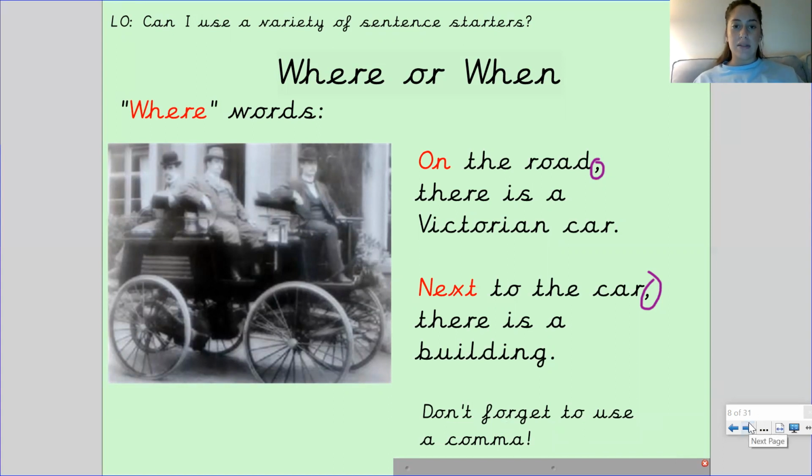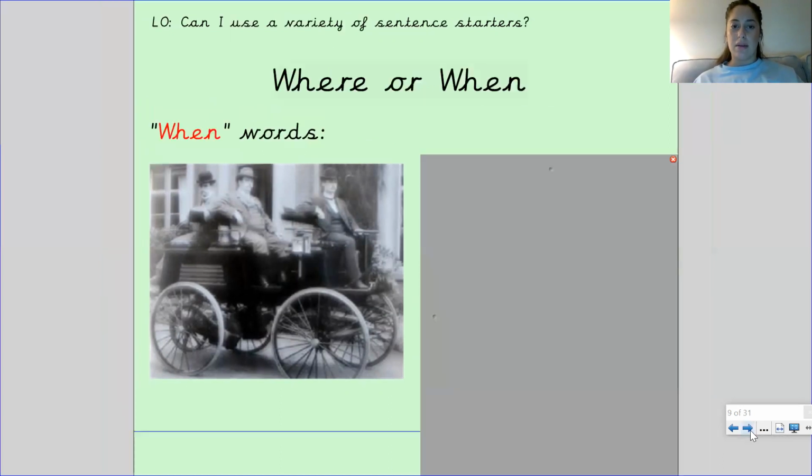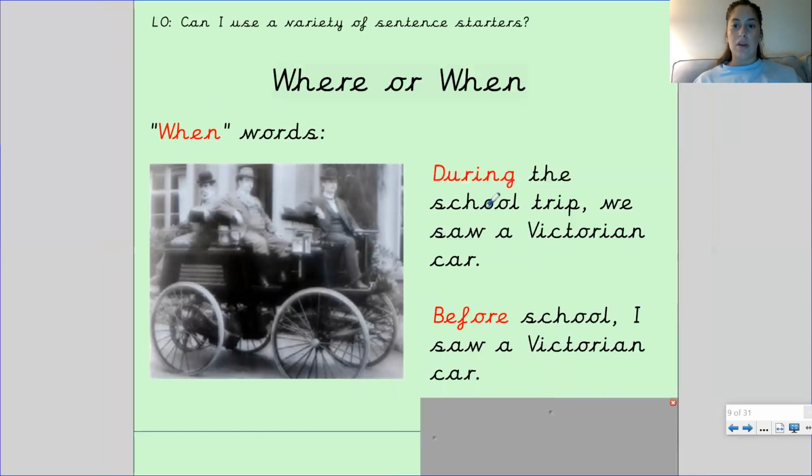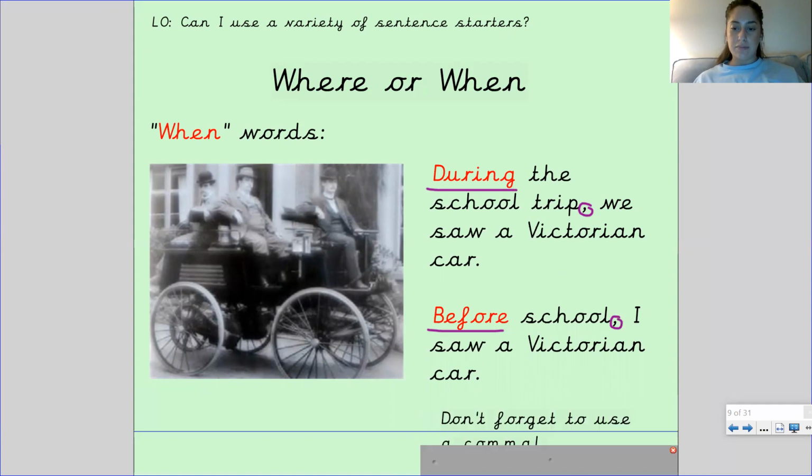Now, let's look at some sentences that have started with the information of when something is happening. So, during the school trip, we saw a Victorian car. Before school, I saw a Victorian car. Both of them starting with a word that tells us when something is happening. Again, it's a fronted adverbial, so it needs to be followed with a comma, which is also reminded to you here.